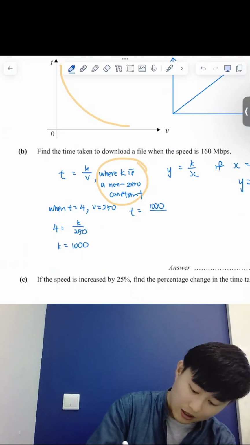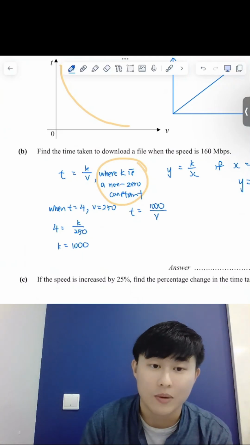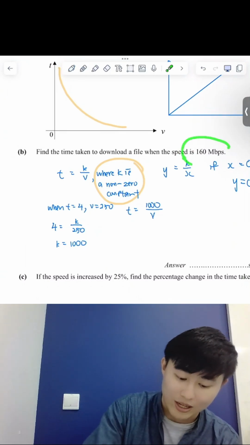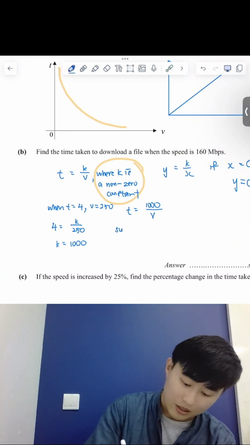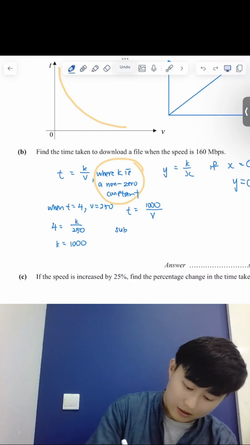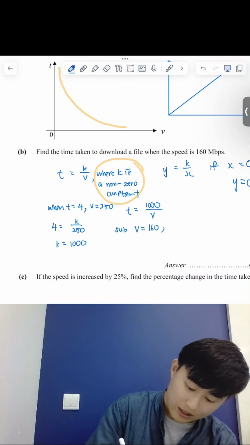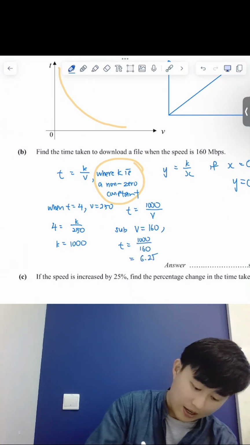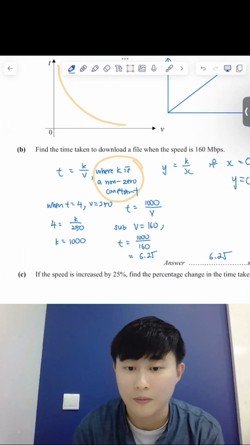Okay, so I'm gonna put in the values back. So this is t equals 1000 over v. And then from here, what I'm going to do next is this. They are asking you the time taken to download a file where v is 160. So I'm going to sub in v is equals to 160. The t will be equals to 1000 over 160, which is equals to 6.25. So my final answer here is 6.25.